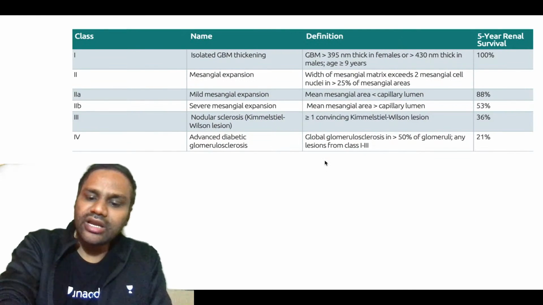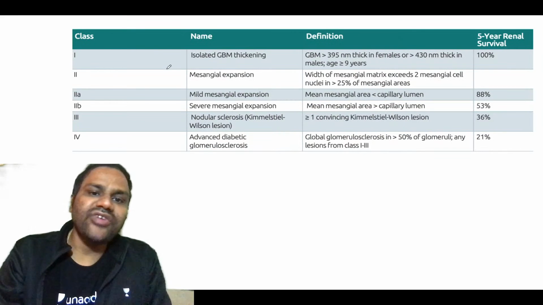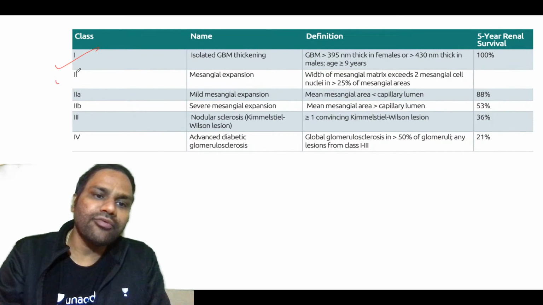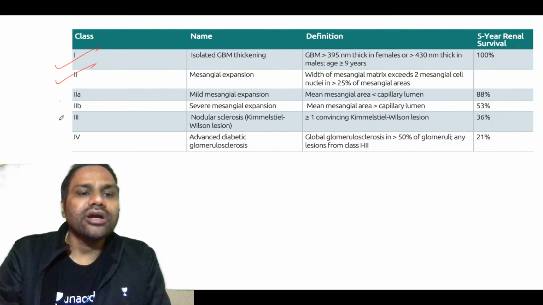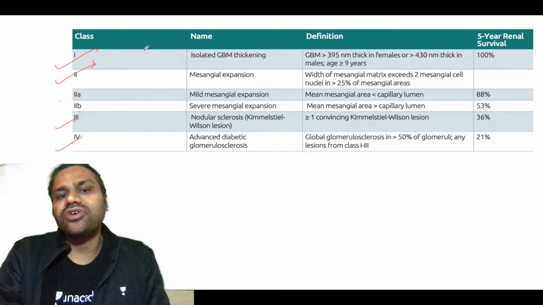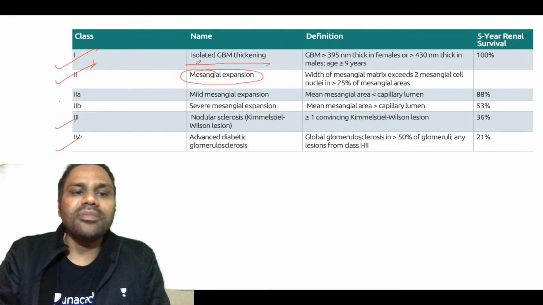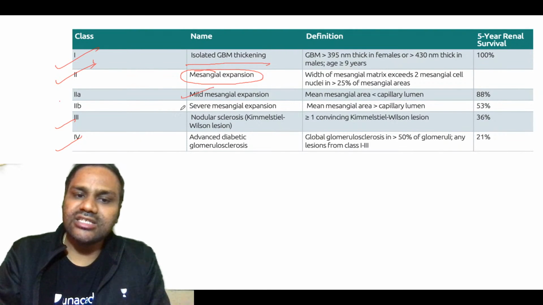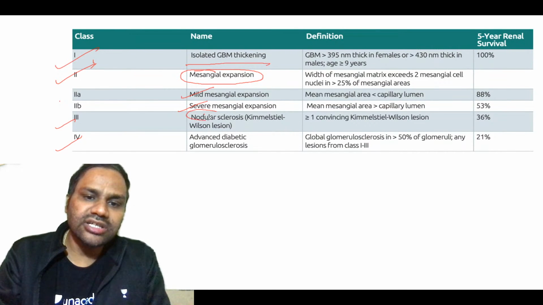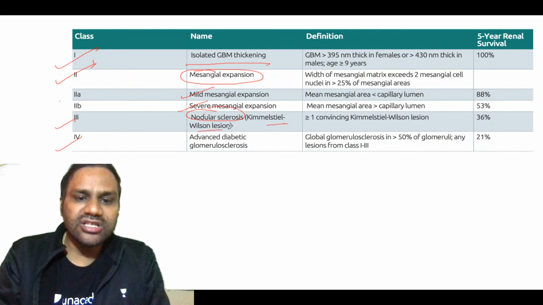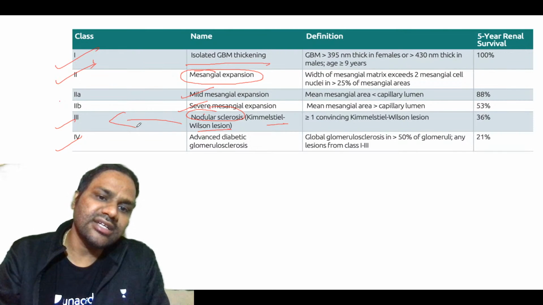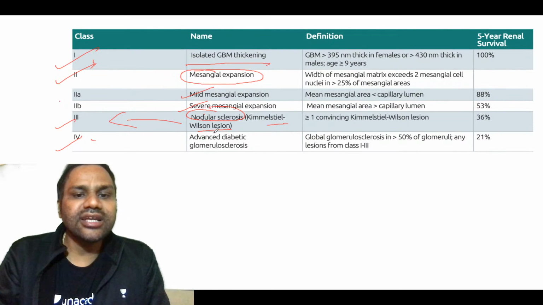Okay, now you can also classify diabetic nephropathy into class 1, class 2, class 3 and class 4. Class 1 is isolated GBM thickening. In class 2 you see mesangial expansion, either mild or severe. Then in class 3 you see nodular sclerosis, or Kimmelstiel-Wilson lesion. Kimmelstiel-Wilson lesions are seen in class 3, and in class 4 you see advanced diabetic glomerulosclerosis.